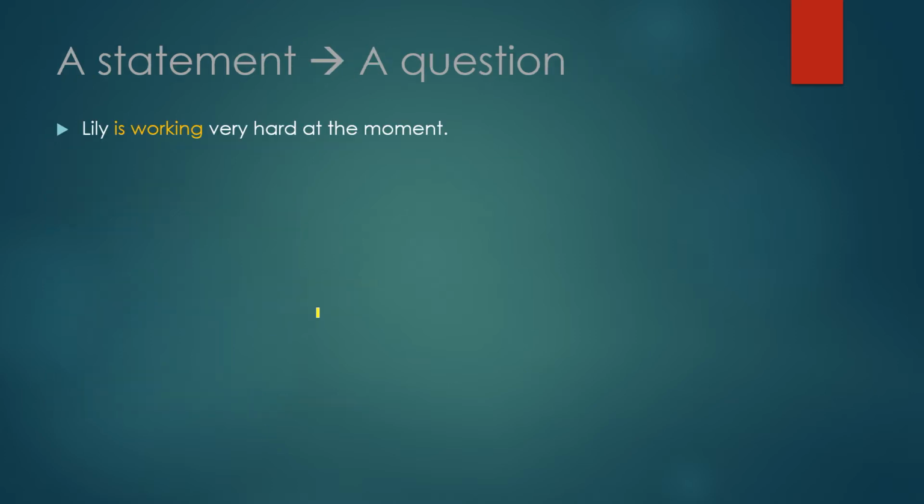Lily's working very hard at the moment. As you can see, working is the action that we do not know, so we must leave this out of the question. What is Lily doing? In the unknown action, what is the question word? Doing to replace the action that we do not know.